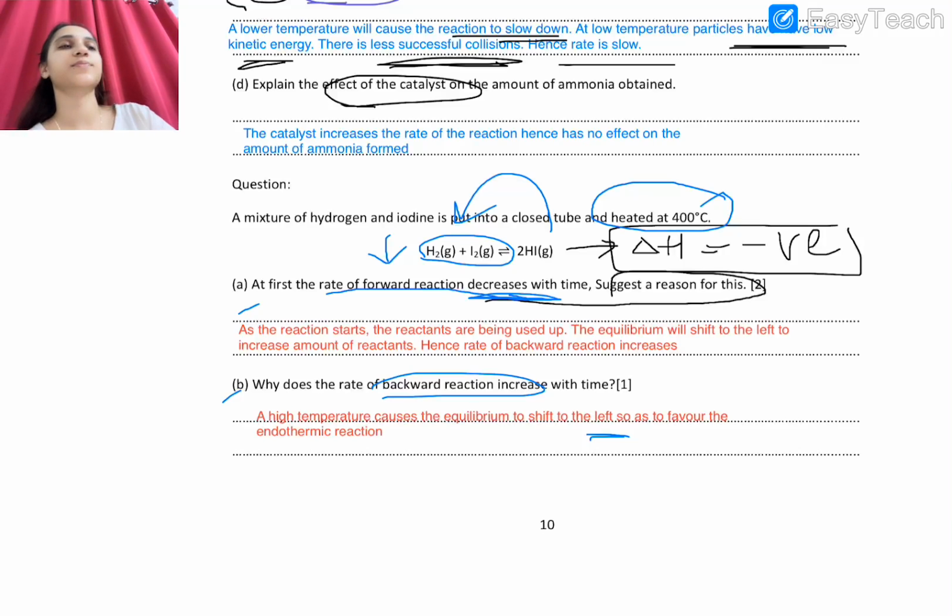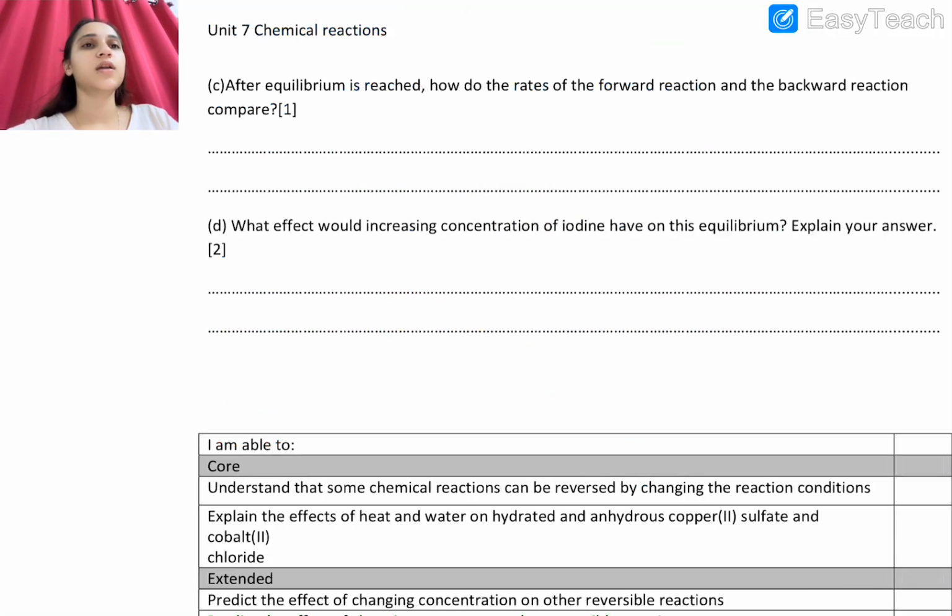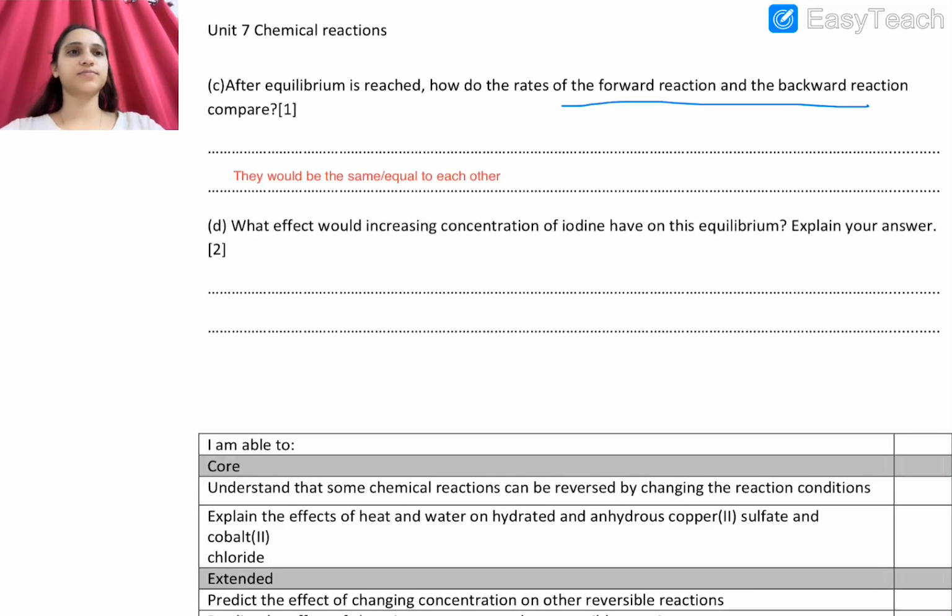endothermic reaction. How do rates of forward reaction and backward reaction compare? After the equilibrium, they will both be the same. So rate of forward reaction is equal to rate of backward reaction. They would be the same because it is after equilibrium.